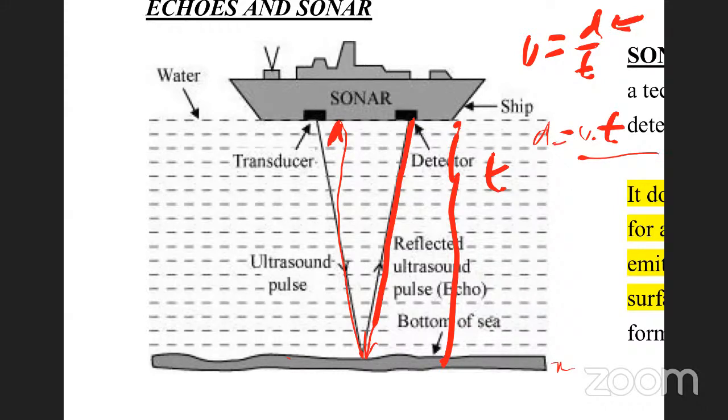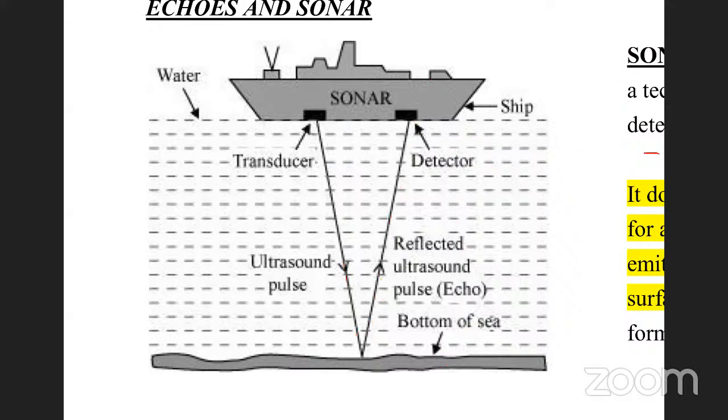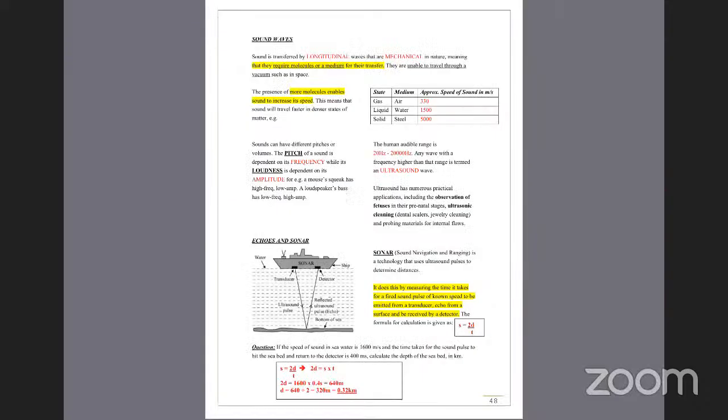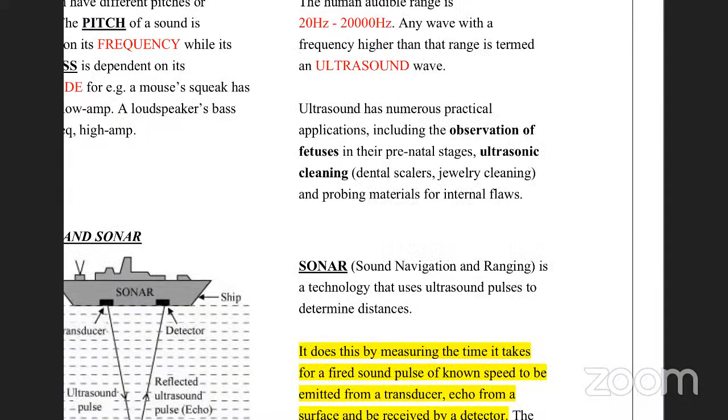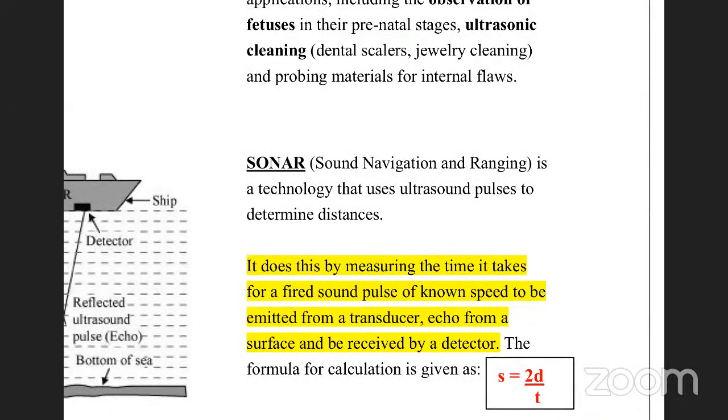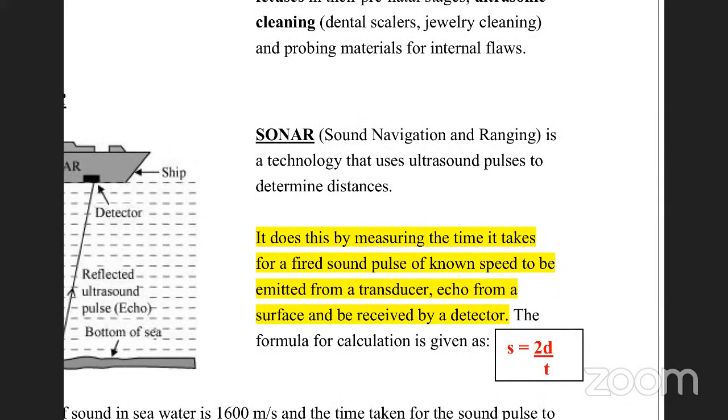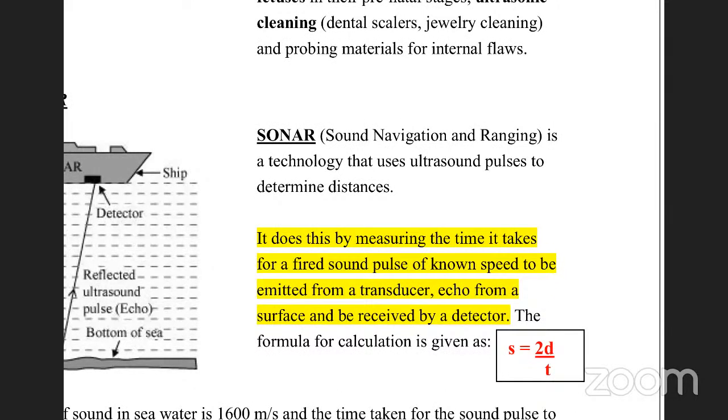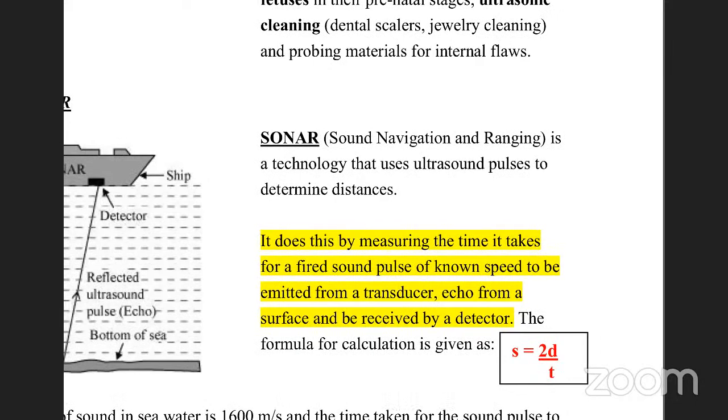Of course, we will know the speed of the waves being emitted. Okay, and that way we could get the distance. Of course, you gotta be careful in the calculation with time on it, which I'll show you in an example. Right? Sonar, which is sound navigation and ranging, is a technology that uses ultrasound pulses to determine distances. It does this by measuring the time it takes for a fired sound pulse of a known speed to be emitted from a transducer, echo from a surface, and be received by the detector.